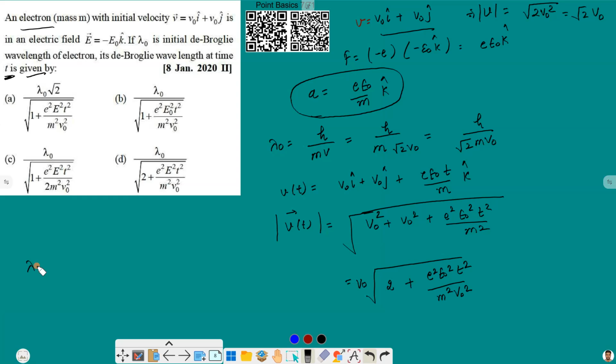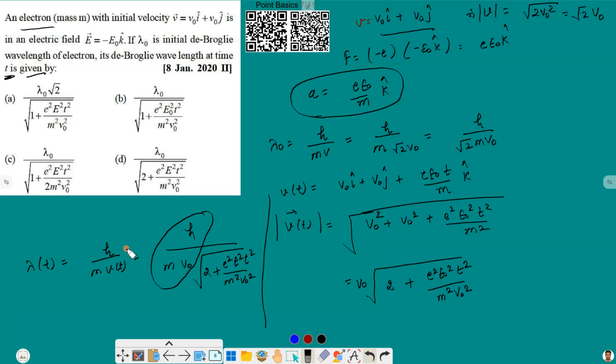Now lambda at any time t will be h by m Vt. So this will be h divided by m times Vt, and Vt is V naught into under root of 2 plus E square, E naught square, T square by M square, V naught square. Now, I think we have to take root 2 out also, because root 2 is also needed here.